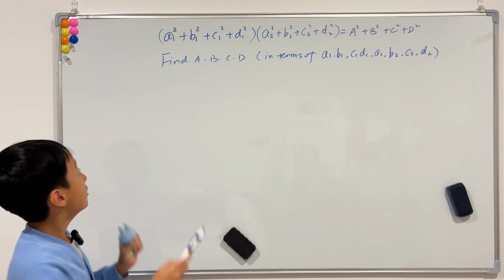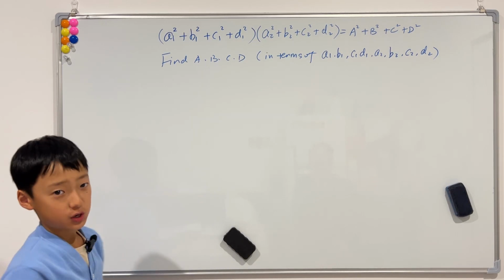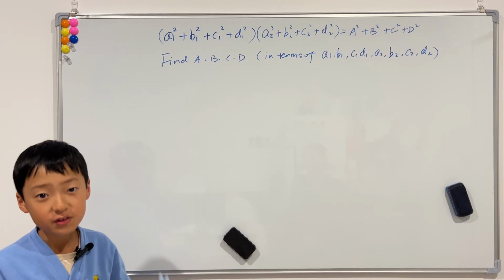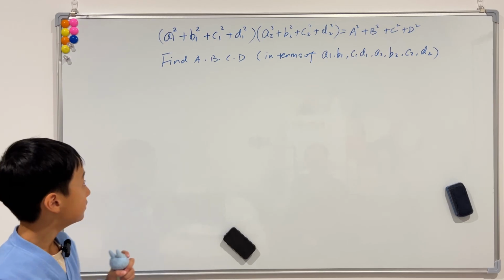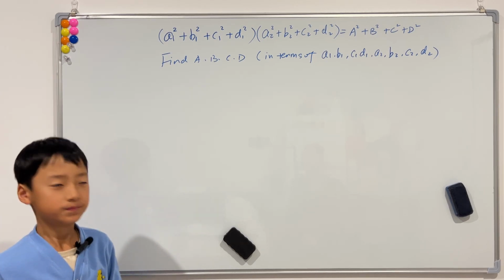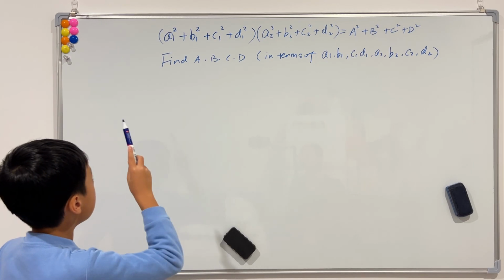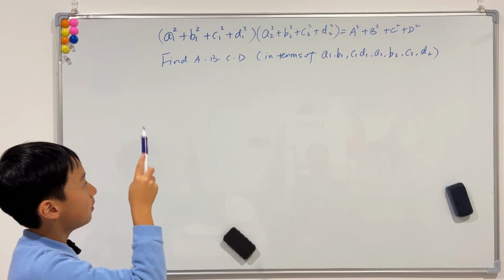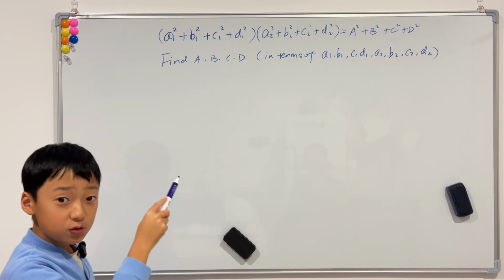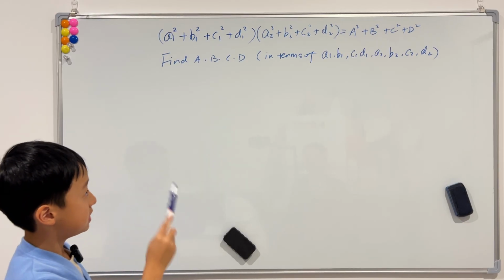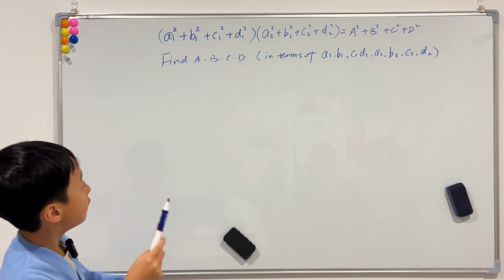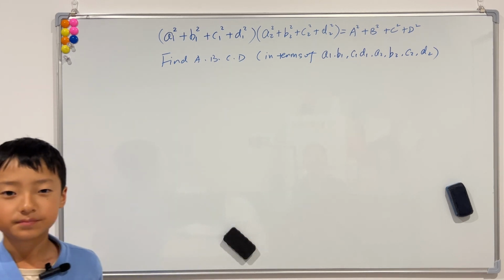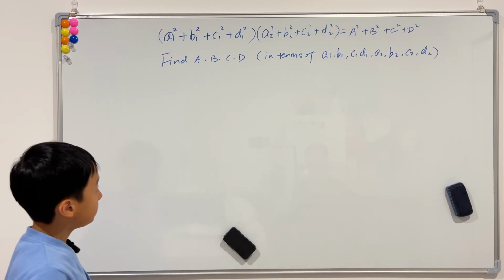Although there are no sources for this question, this is a super popular question and can be found in many books and textbooks. So why don't we just get into the question? So we have a1 squared plus b1 squared plus c1 squared and so on, and then it's equal to a squared plus b squared plus c squared plus d squared. We have to find a, b, c, and d in terms of these. So how do we do that?